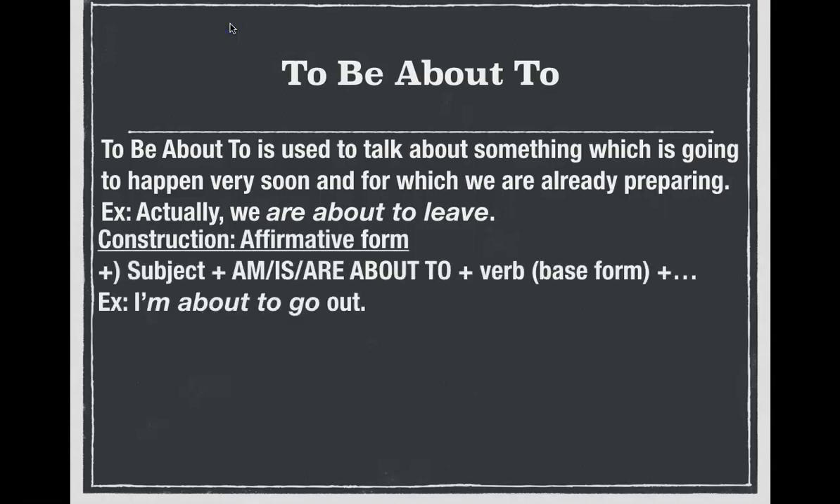If you see, the construction is very easy. You basically have the subject, then you have am, is, or are, which is the verb to be, then you have about to, and then the verb in the base form. I'm about to go out.